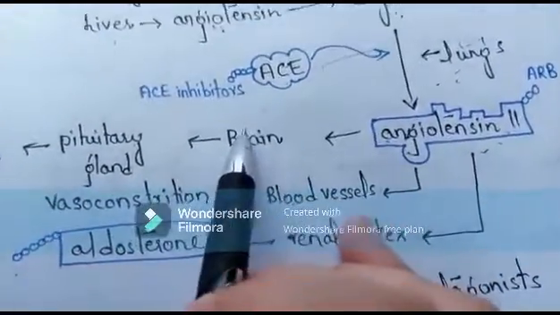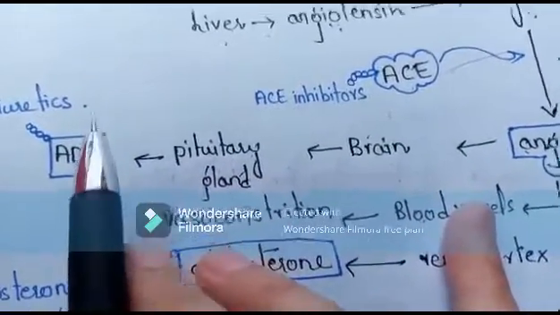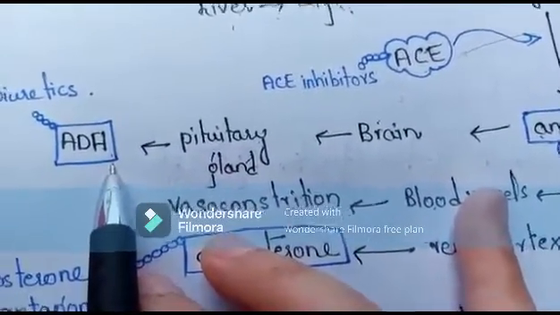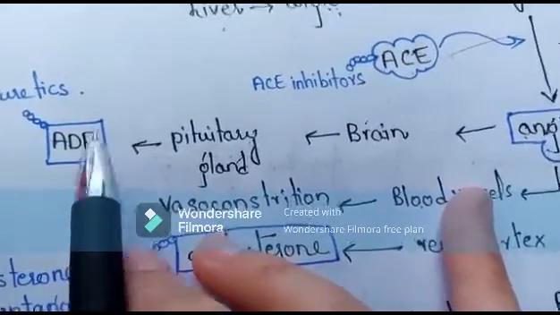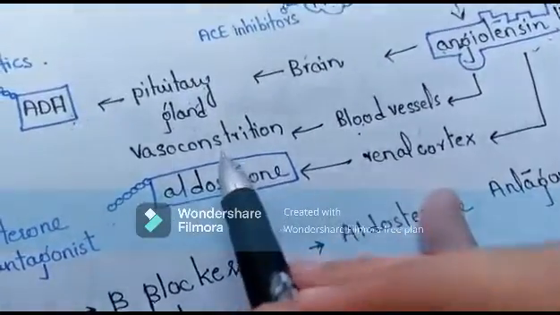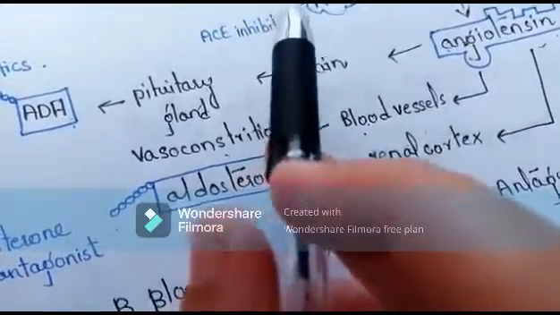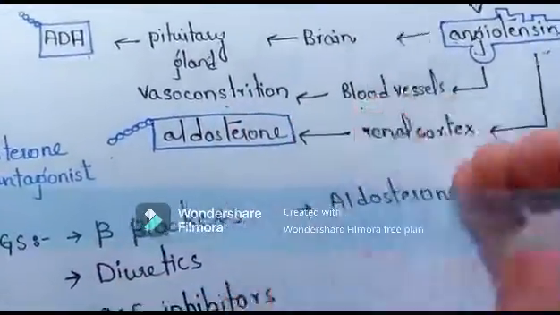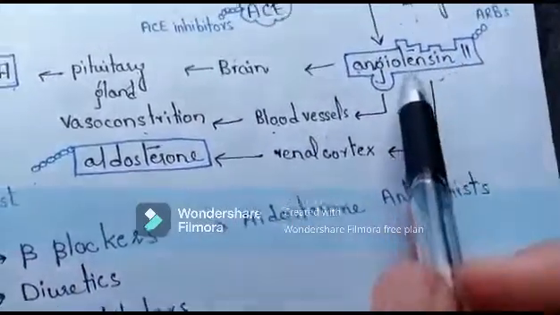Angiotensin 2, in the brain, causes the pituitary gland to release antidiuretic hormone, and thus the antidiuretic hormone will reduce the urine secretion, and it will increase the blood volume. In the blood vessel, it directly constricts the blood vessel, and thus increases the BP, and thus increases the venous return to the heart, or you can say the atria or ventricles.